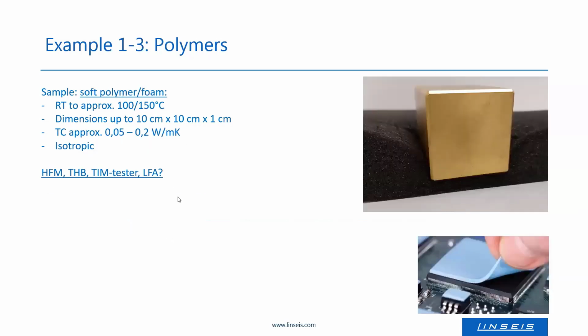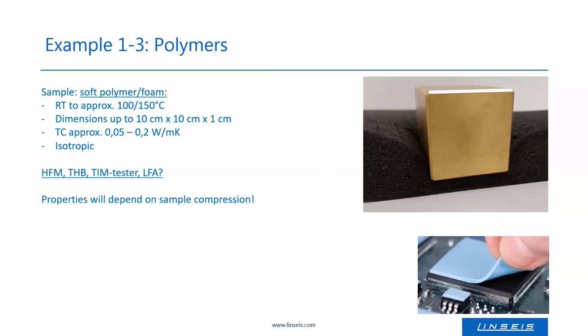And the last example for polymer, a soft polymer or a foam like shown in this picture that is compressible. Application temperature size will be the same as before. Thermal conductivity due to these air inclusions in the foam will be quite low. The material is certainly isotropic. So which analyzer should be used?